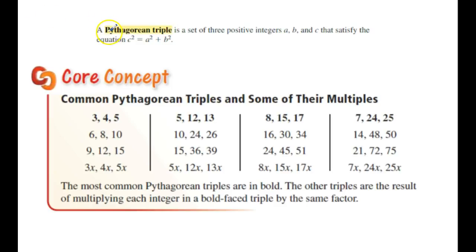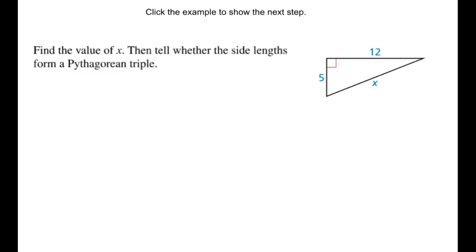Now, a Pythagorean triple is a set of positive integers, and integers means counting numbers, whole numbers, a, b, and c that satisfy the Pythagorean theorem. Here are some of the common ones that we use often. If you see a triangle with side lengths 3, 4, and 5, it's going to be a right triangle. Also 5, 12, and 13, 8, 15, and 17, and 7, 24, and 25. Those are our most common Pythagorean triples. It would be good for you to start recognizing some of these.